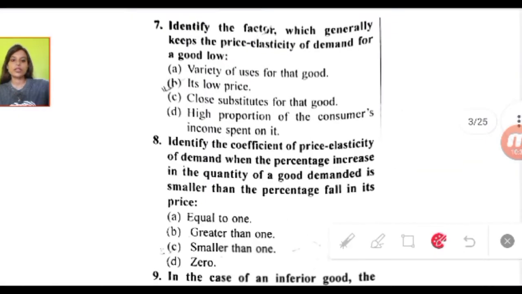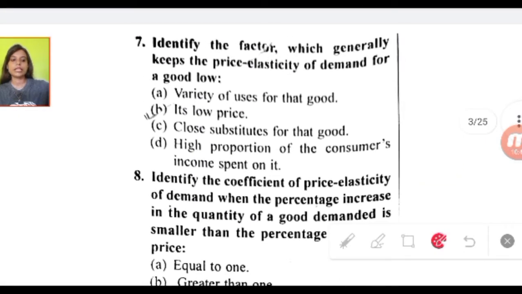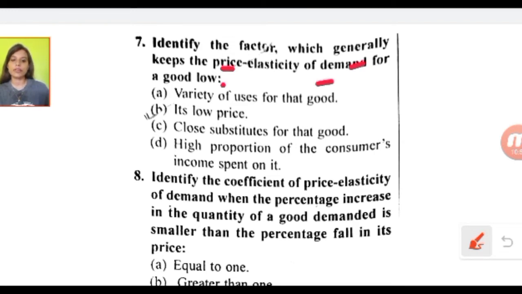All right, question number 7, that is, identify the factor which generally keeps the price elasticity of demand for a good low. Your answer would be number B, that is its low price. Generally, very low price goods have low price elasticity, whereas varieties of uses, close substitutes, and a higher proportion of consumers' income have more elasticity. So number B would be the correct option.